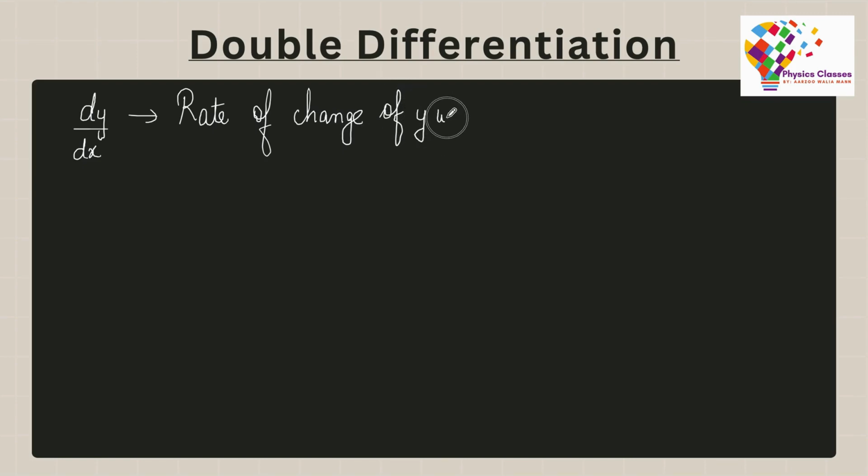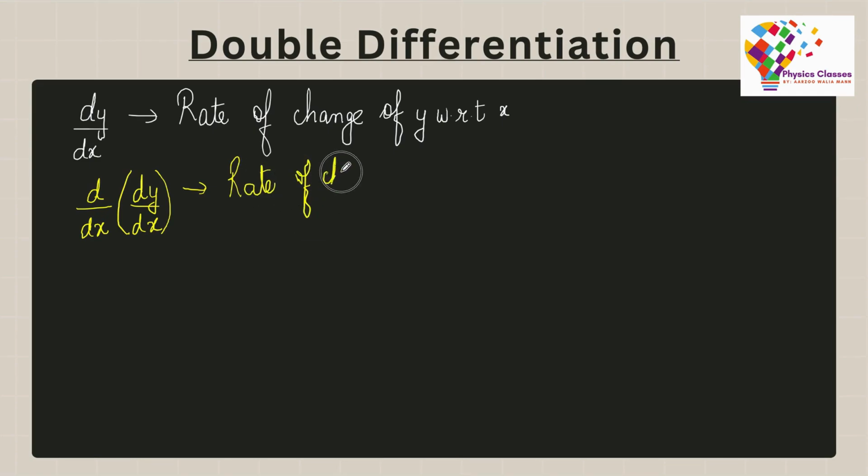So I have replaced y with dy by dx. That means I am taking the rate of change of dy by dx with respect to x. This is the meaning of double derivative. You differentiated once, got an answer, and that answer you differentiate again to get the double derivative or the second derivative of the function. What meaning does it have in physics? That is what you have to understand now. Let's say that you have some function y is equal to f(x).